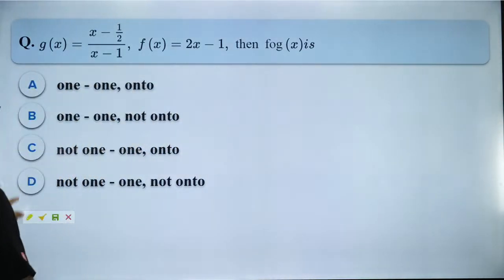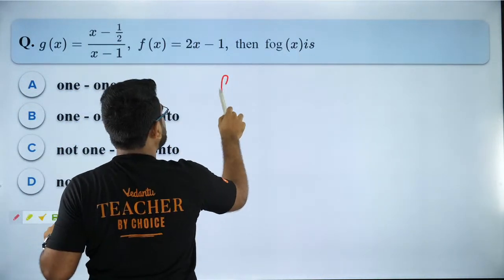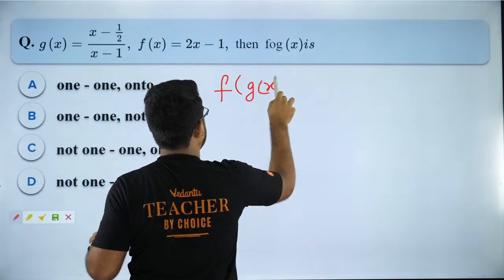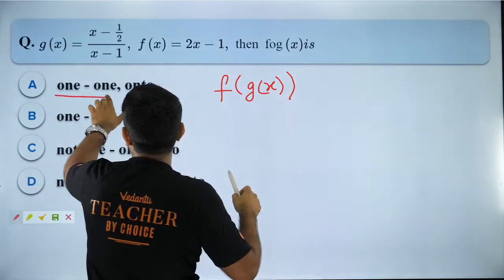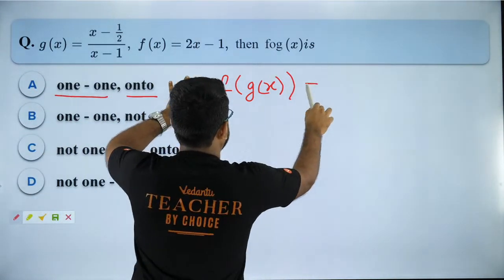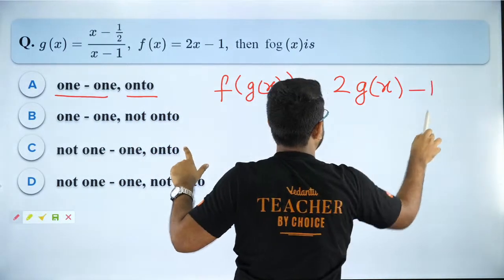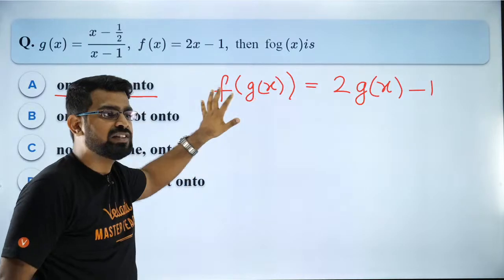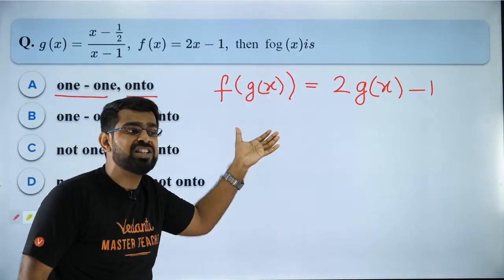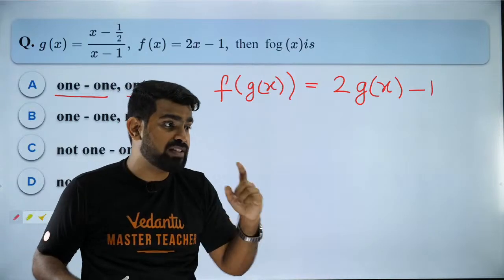Okay, so let's continue. What do we have here? We have f of g of x. So I want to check if f of g of x, my dear students, is a one-to-one function or an onto function. So let's first figure out what is f of g of x. F of g of x will be 2 times g of x minus 1. So that is my f of g of x. This is what we call composition of function.